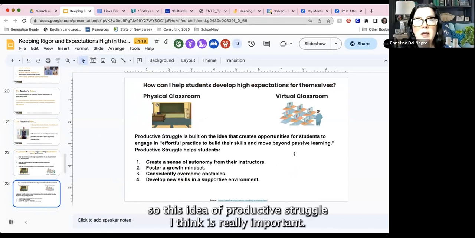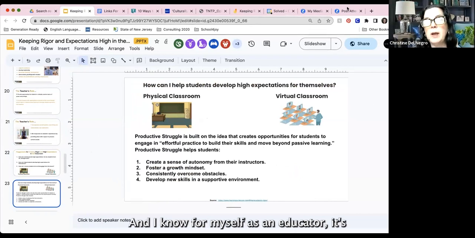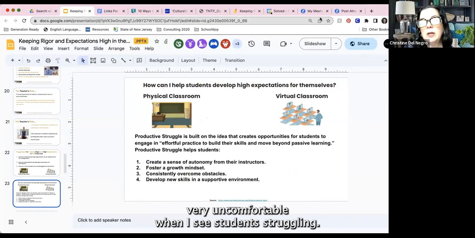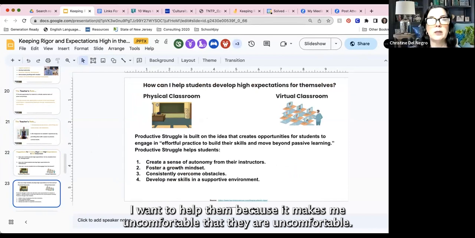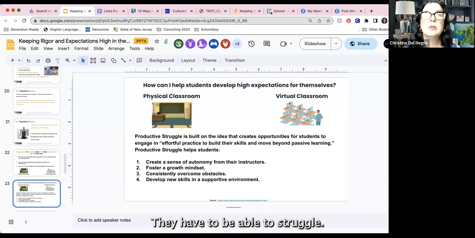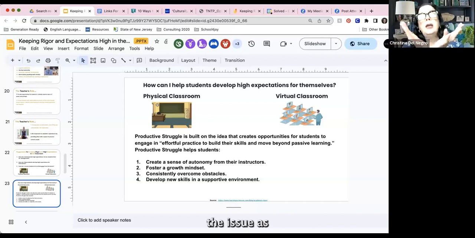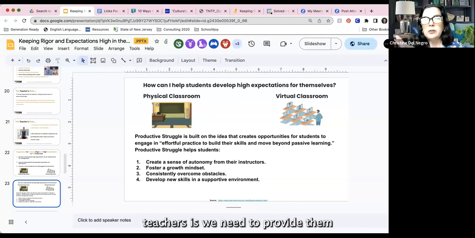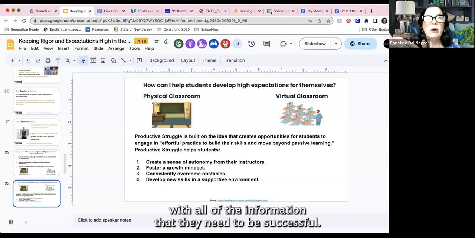So this idea of productive struggle, I think, is really important. And I know for myself as an educator, it's very uncomfortable. When I see students struggling, I want to help them because it makes me uncomfortable that they are uncomfortable. But that is the worst thing you can do as a teacher. They have to be able to struggle. And I think the issue as teachers is we need to provide them with all of the information that they need to be successful.